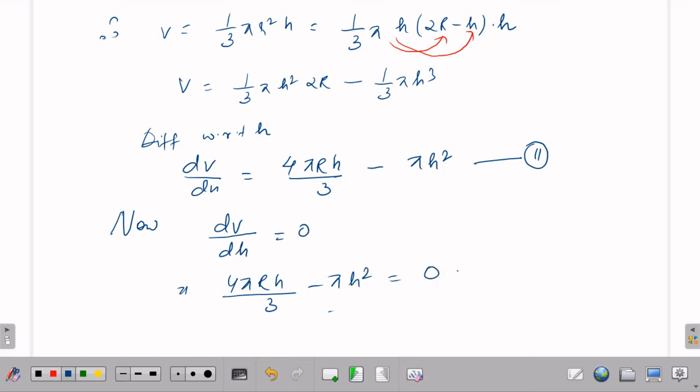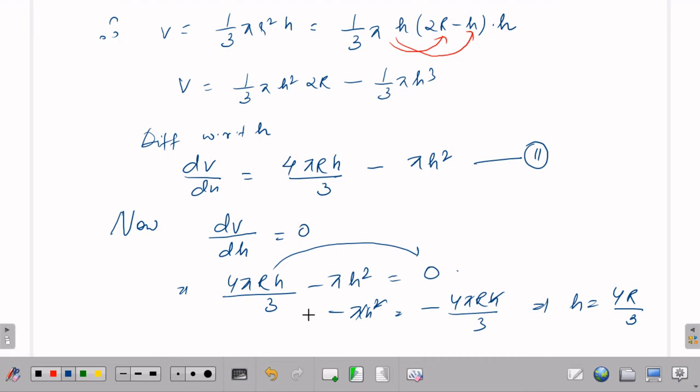So what can I do over here is that minus pi h square, I'm going to bring this one over here. So which will be minus 4 pi rh divided by 3. So I can cancel this with that. Your pi and pi cancel. So I'll get your h to be nothing more than, because your pi is cancelled, 4r divided by 3. Okay. So that is the one.